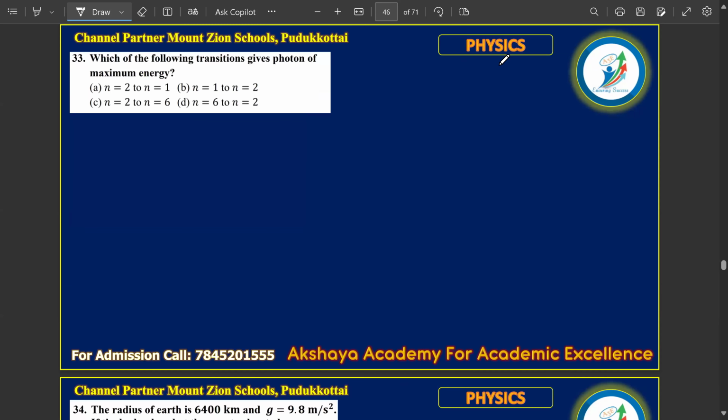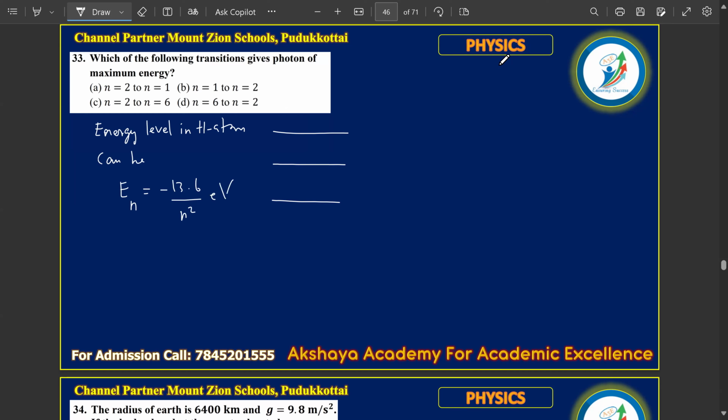Question number 33. Which of the following transitions gives a photon of maximum energy? Now, we know in an atom there are different states of energy level. The energy level in a hydrogen atom in the nth level, En, is equal to minus 13.6 by n square electron volt.